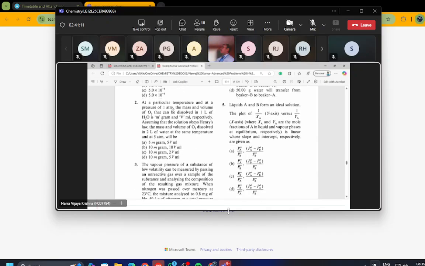Question number 5. Can you solve? You know now. It is just like that question. 1 upon XA versus 1 upon YA graph, man. What is slope? What is intercept? Check. 1 upon XA on the Y axis, 1 upon YA on the X axis. What happened? PB naught minus PA naught upon... option B.